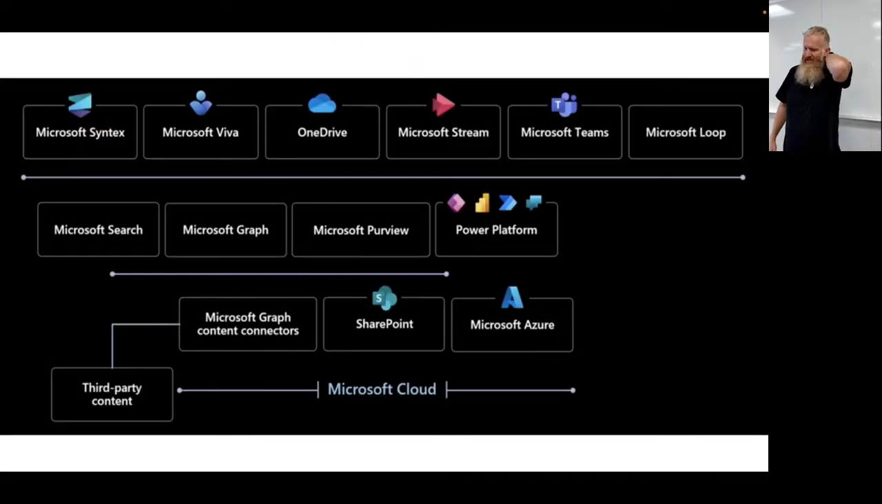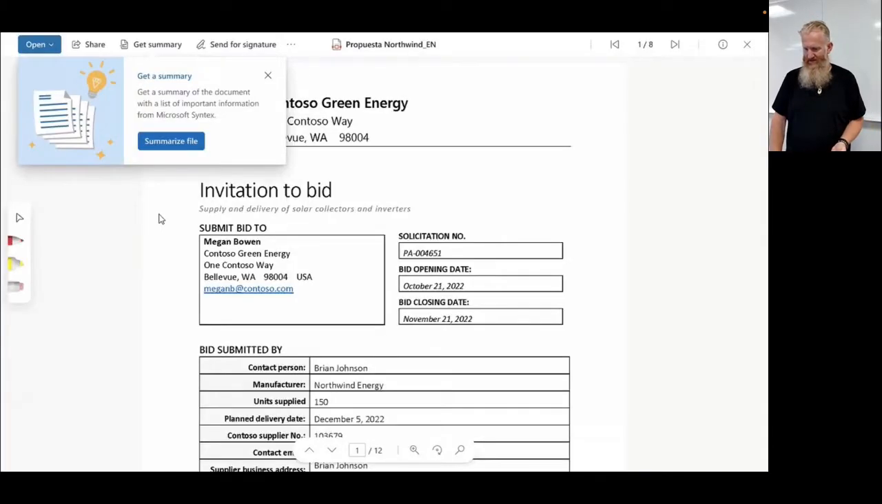From a stack perspective, this helps you understand where it sits: as an interface backed by search and Graph and Purview and the Power Platform, where even deeper we've got Azure and Graph and SharePoint from a storage perspective. It's interesting to see that.